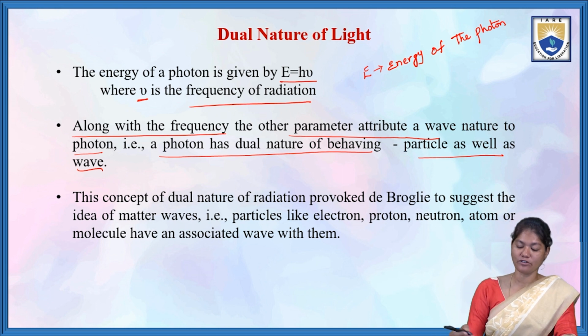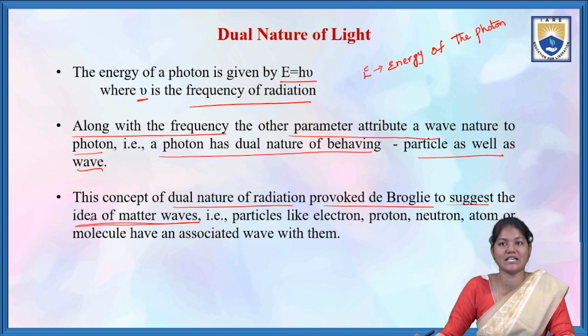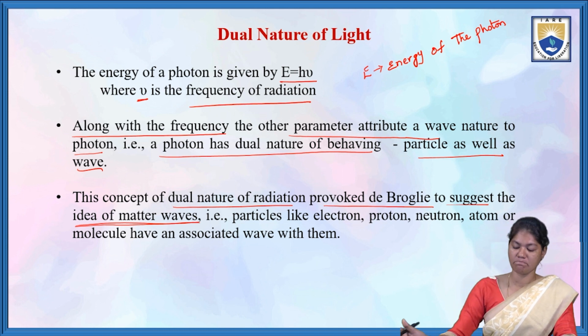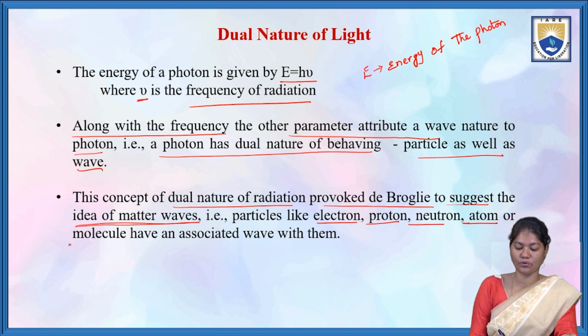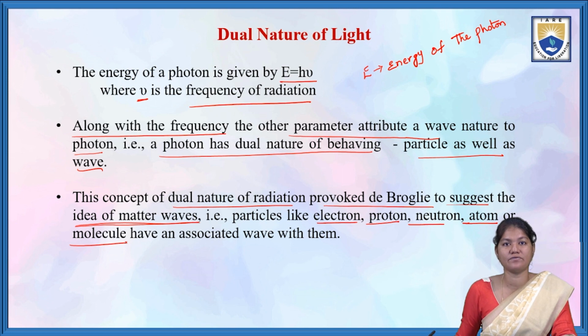This concept of dual nature of radiation provoked de Broglie to suggest the idea of matter waves. That is, particles like electrons, protons, neutrons, atoms or molecules have an associated wave with them.